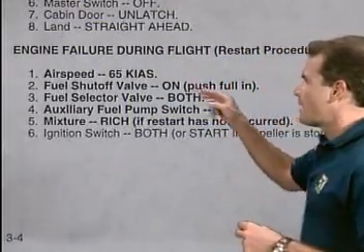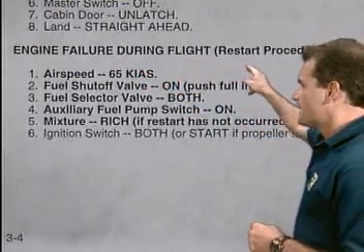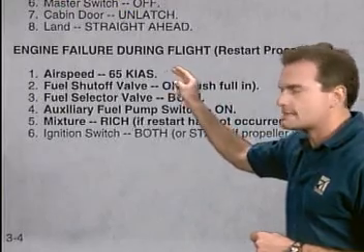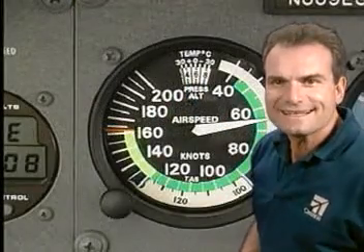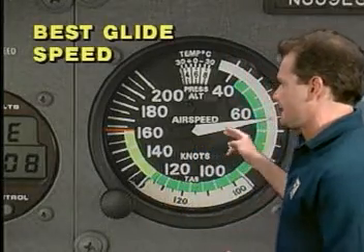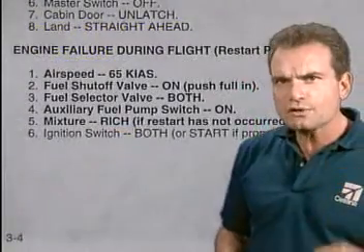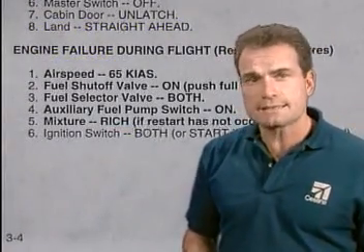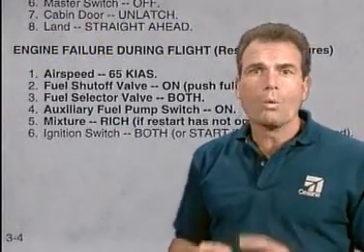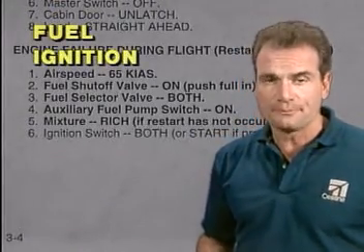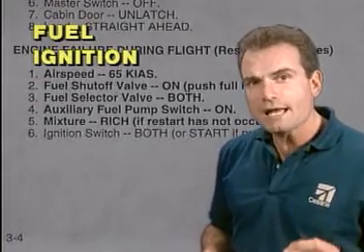The first step under the engine failure during flight restart procedures is airspeed 65 knots indicated. As we already discussed, this is the Skyhawk's best glide airspeed. Right here, 65 knots. Now, there are only two things that you can fix to get the engine running again. One is a fuel problem, and the other is an ignition problem.